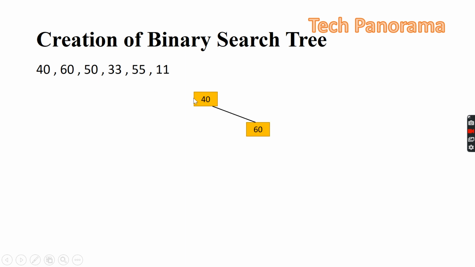Next, the 50. To insert 50 in the binary search tree, first we will compare 50 with 40. As 50 is greater than 40, we will move to the right. Now 50 will be compared with 60. 50 is less than 60 and 60 has no left child, so 50 will be the left of 60.